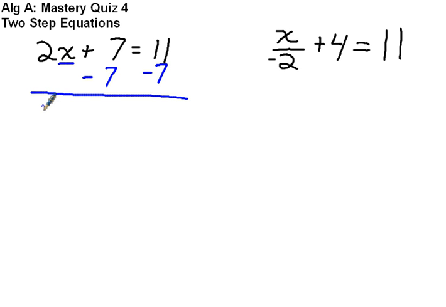2x doesn't have anything underneath it, so 2x stays the same. Plus 7 and minus 7 becomes nothing, so I don't have to write anything. And 11 minus 7 gives me 4.